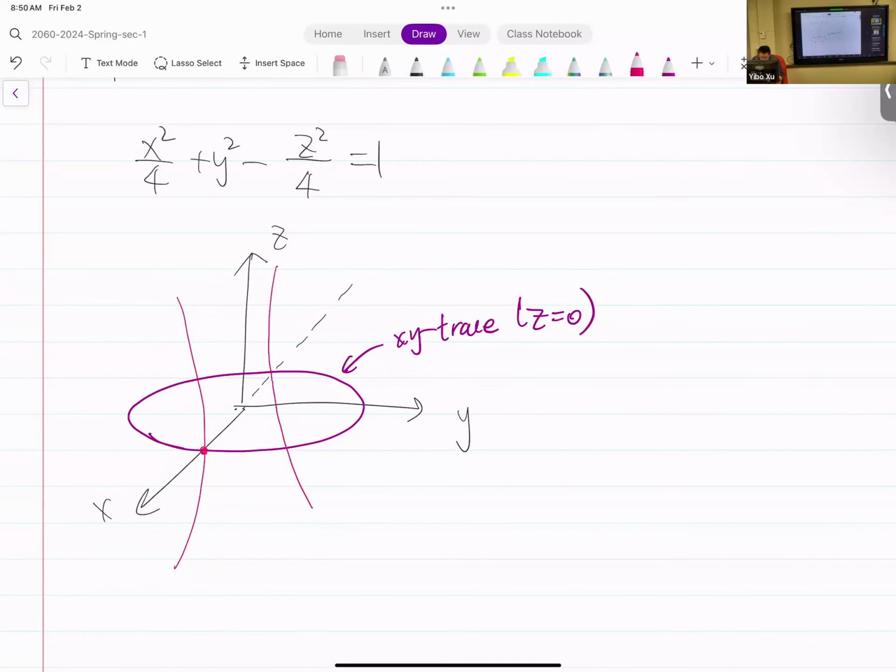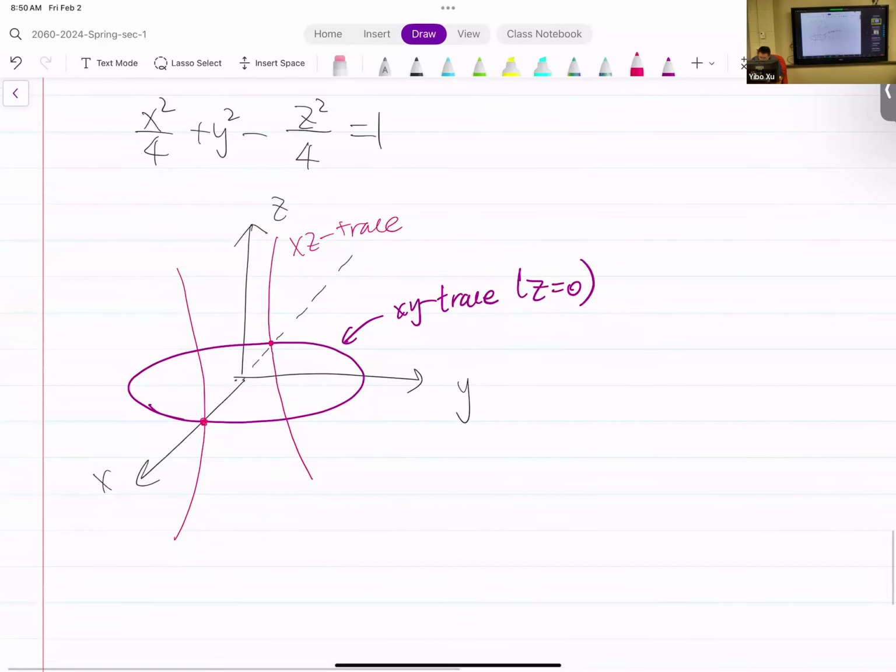Going through this one and this one. Right? So that's the XZ trace. So yeah, let me quickly get the idea for the traces for you. When you have y equal to 0, I mean you are in the XZ plane. That's actually the hyperbolas right here. Okay, so now you can see what's going on.